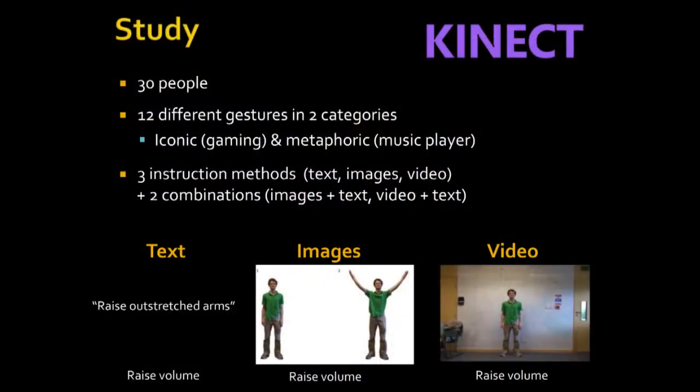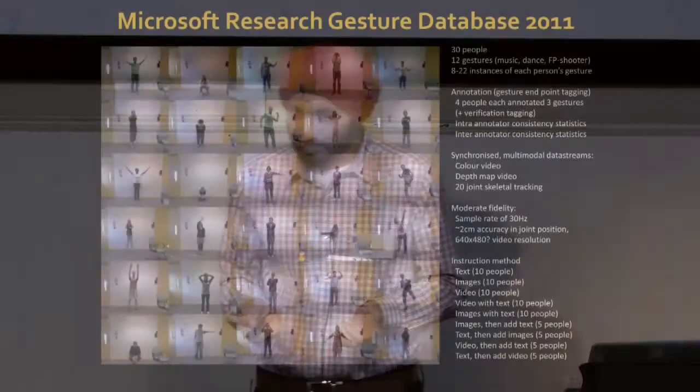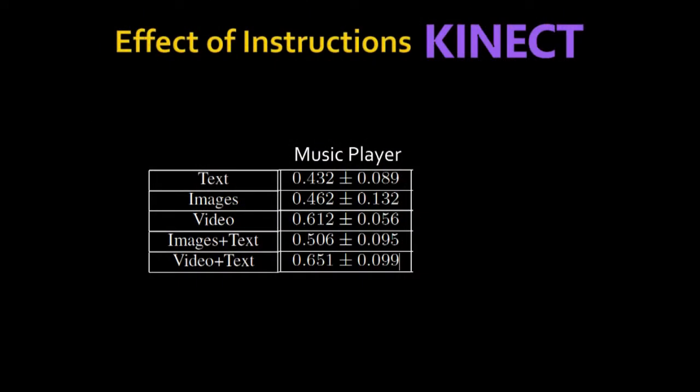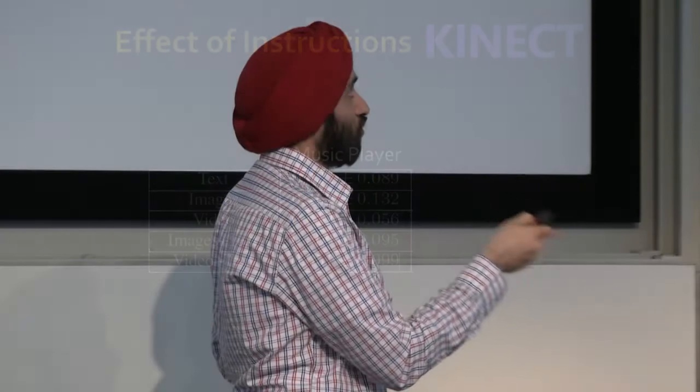So then we thought, okay, let's try different combinations like images plus text, videos and text, and so on. So what happened? We collected all this data, and then we tried to study what really happened. Now, if you train the system using data collected from these different modalities, you see these effects. If you just use text, the accuracy is very, very low. And when you show videos or video plus text, the accuracy is very high.